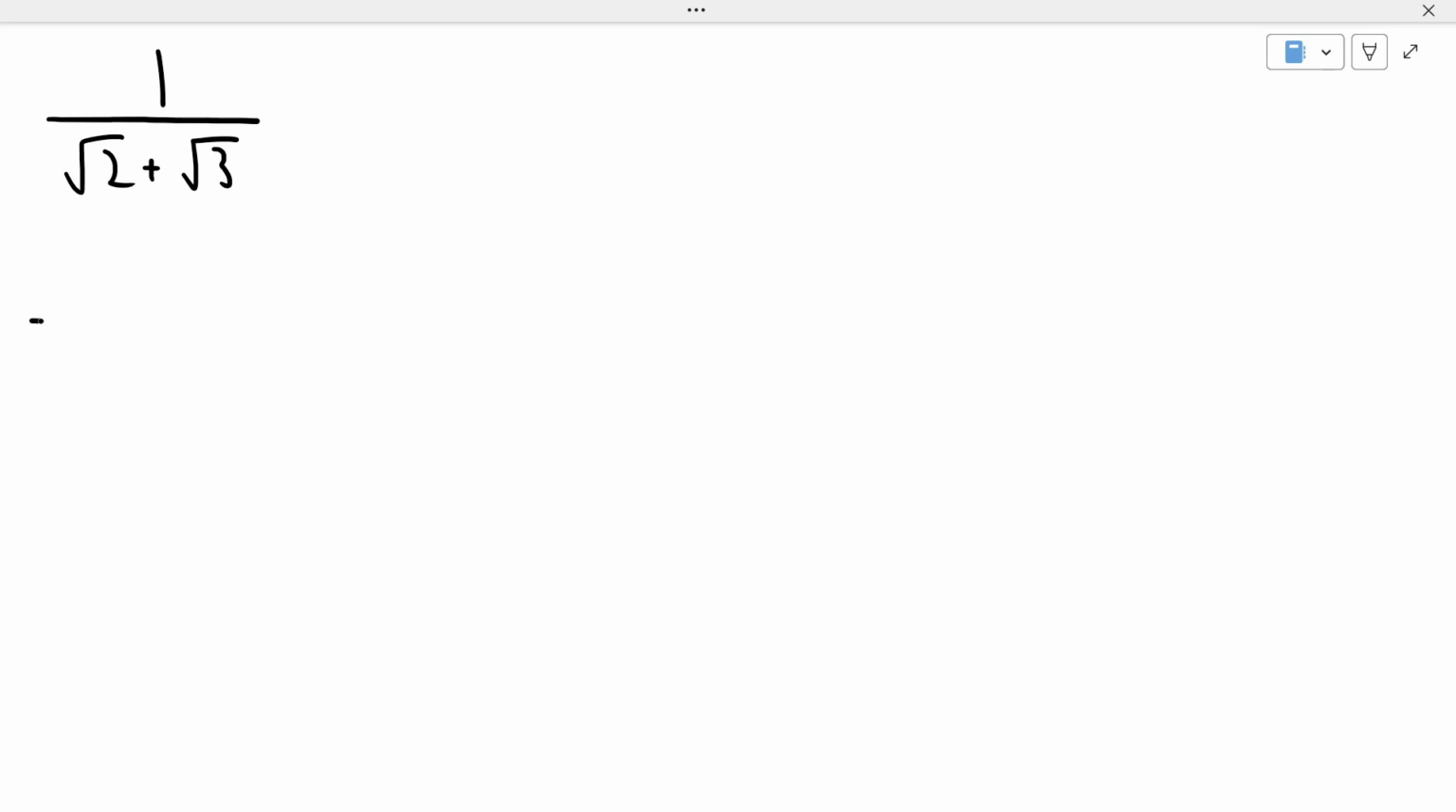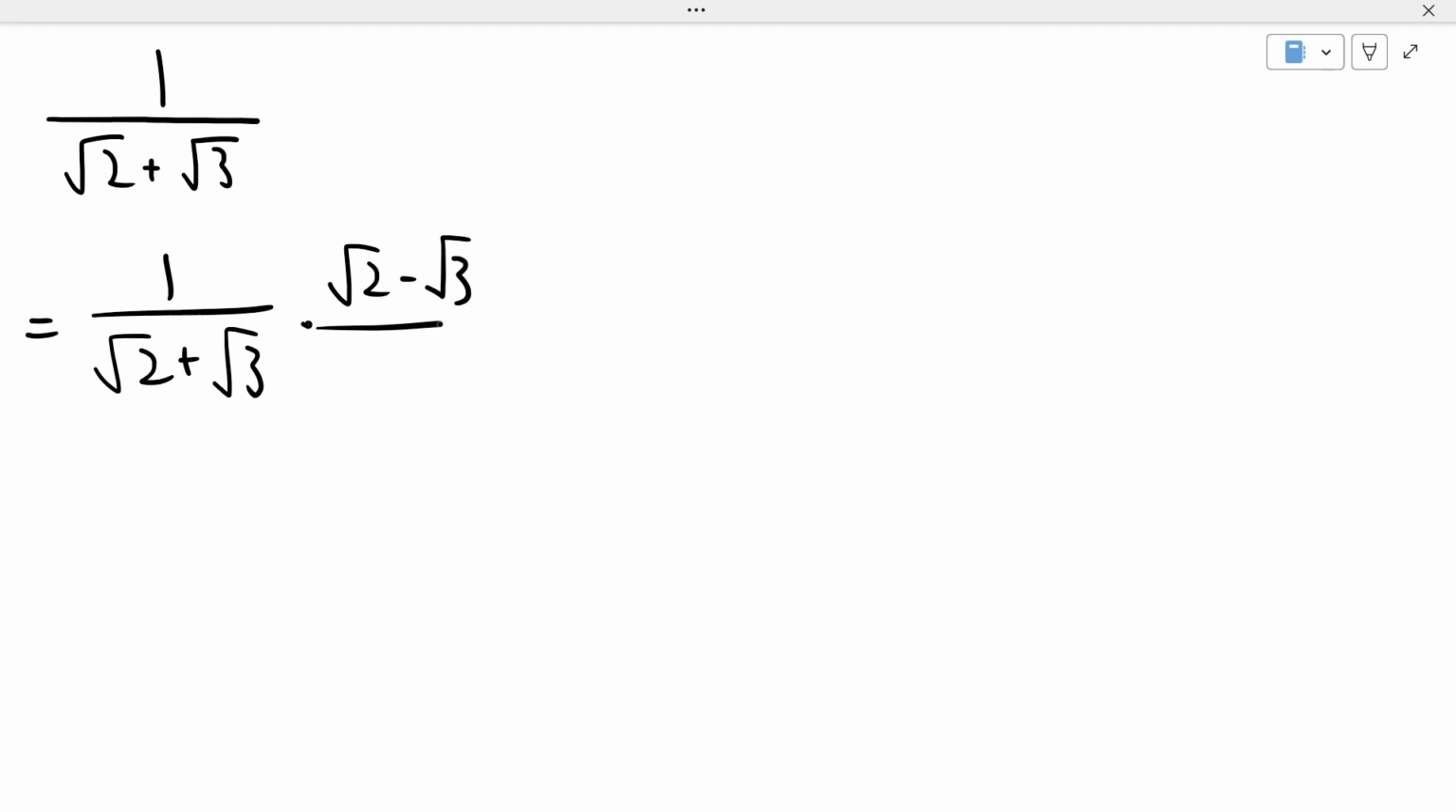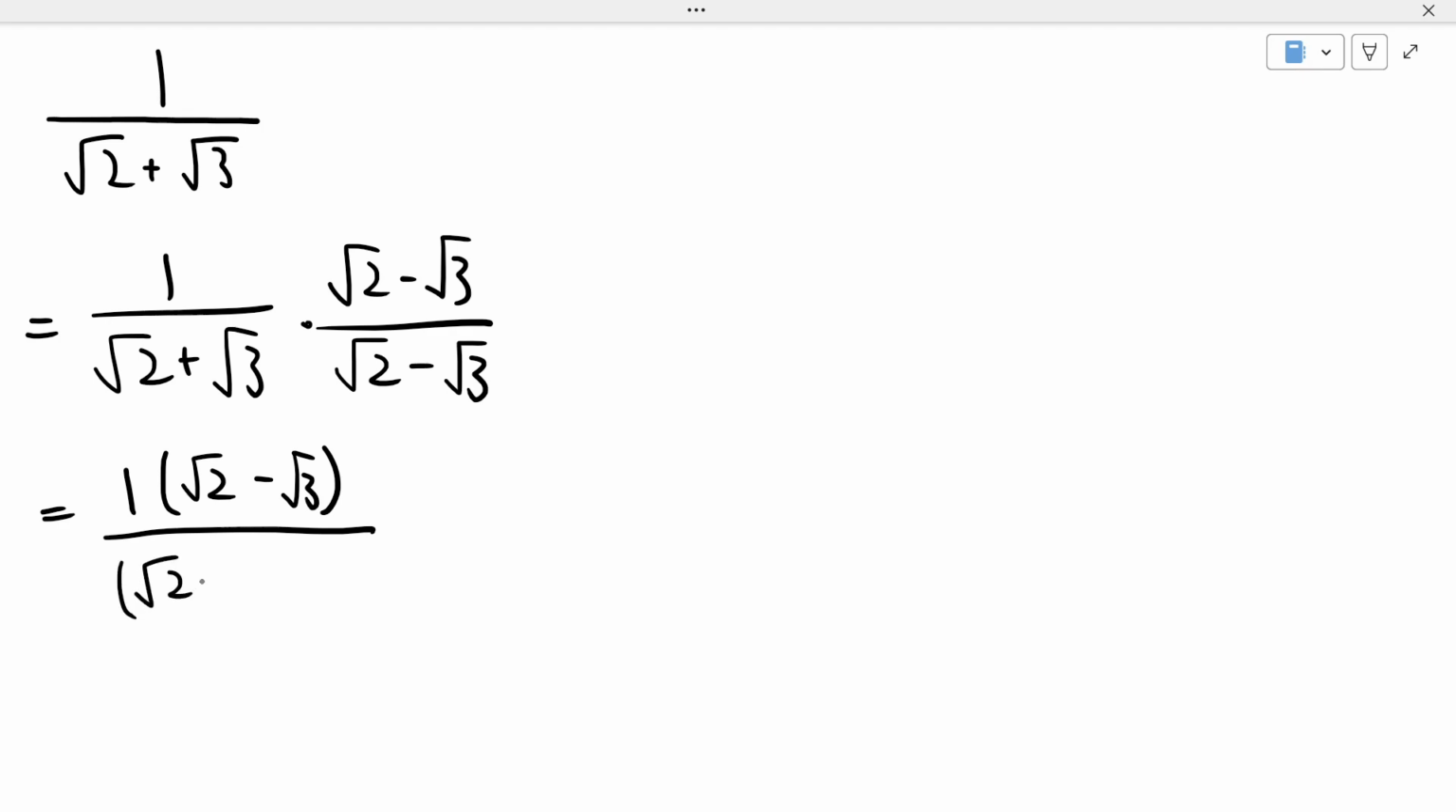So now we just rewrite the expression and multiply it by square root of 2 minus square root of 3 over square root of 2 minus the square root of 3. So now this just becomes 1 times square root of 2 minus the square root of 3 in the numerator, and square root of 2 plus the square root of 3 times square root of 2 minus the square root of 3 in the denominator.